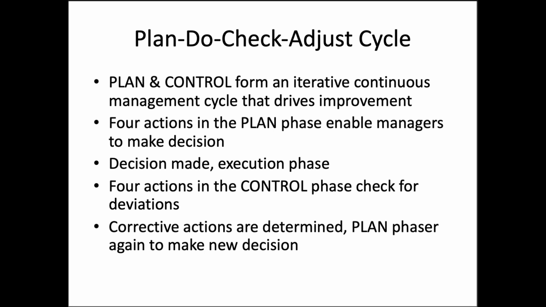Plan and control form an iterative, continuous management cycle that drives improvement. The cycle flows as plan, do, check, adjust. The four actions in the plan phase enable the managers to make decisions. Once decisions are made, the business goes into the execution phase. The four actions in the control phase check for deviations from the standard. Once the corrective actions are determined, the business goes into the plan phase again to make new decisions.